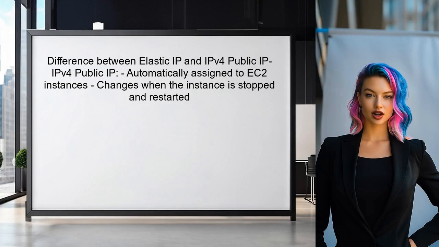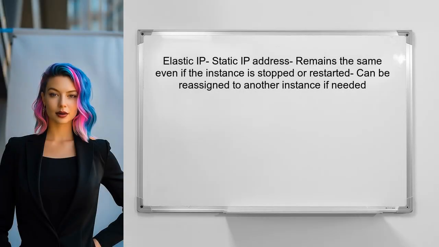To understand the difference between an elastic IP and an IPv4 public IP, let's start with the basics. An IPv4 public IP is automatically assigned to an EC2 instance when it is launched in a public subnet. However, this IP address can change if the instance is stopped and restarted. On the other hand, an elastic IP is a static IP address that the user can allocate and associate with their EC2 instance. This means that even if the instance is stopped or restarted, the elastic IP remains the same.